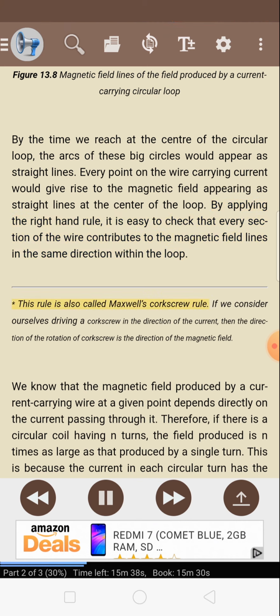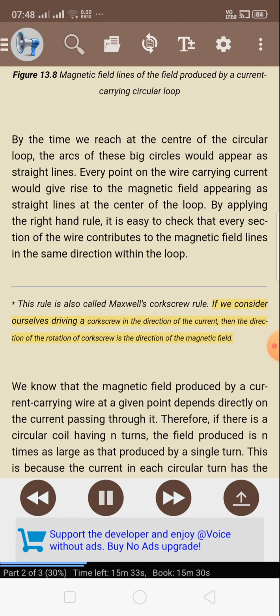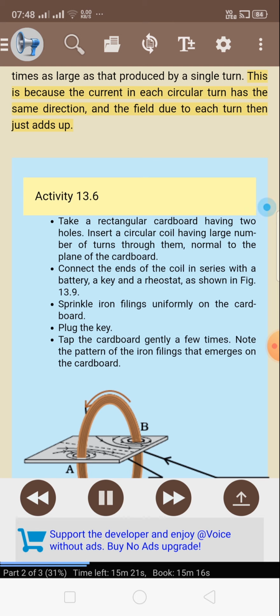This rule is also called Maxwell's corkscrew rule. If we consider ourselves driving a corkscrew in the direction of the current, then the direction of the rotation of the corkscrew is the direction of the magnetic field. We know that the magnetic field produced by a current carrying wire at a given point depends directly on the current passing through it. Therefore, if there is a circular coil having n turns, the field produced is n times as large as that produced by a single turn. This is because the current in each circular turn has the same direction, and the field due to each turn then just adds up.